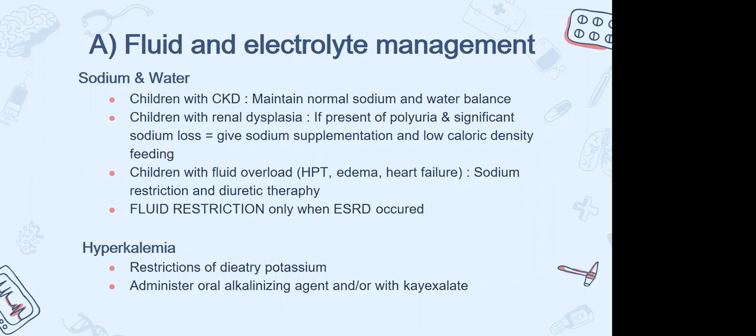But infants and children whose CKD is a consequence of renal dysplasia usually have polyuria with significant urinary sodium or free water losses. In this kind of patient, they may benefit from high volume, low caloric density feedings, which is a diet that tends to provide less fats and more water and fiber. So this is good for children with renal dysplasia, and additionally, we give a sodium supplementation.